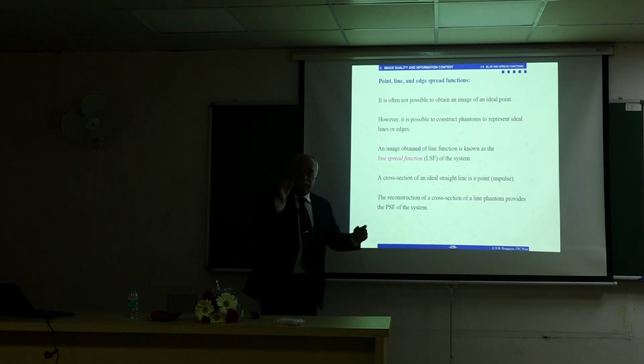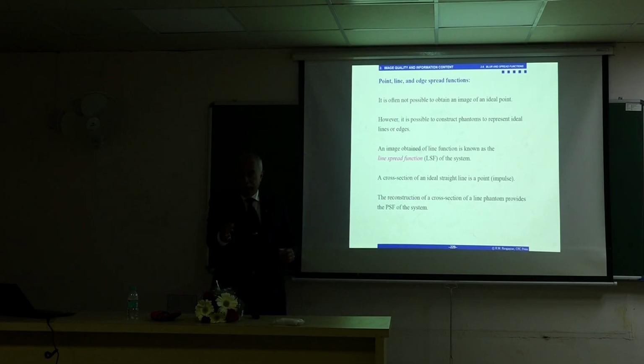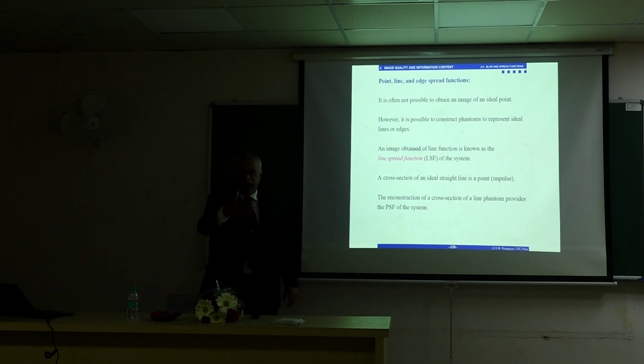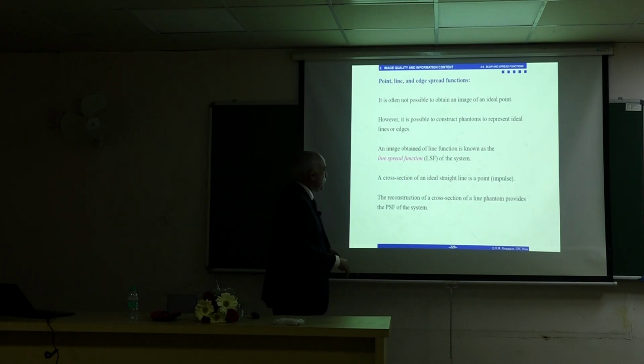So if you take a line and take a picture of it, or you can take a wire in an X-ray imaging system, a gold wire, very thin. Gold and copper can be stretched to very thin width or thickness. Take a picture of that, you get a blurred line. Then that's a line spread function. A cross-section of the ideal line is a point. If you cut that line, it's a delta function, if you assume the thickness is practically 0.